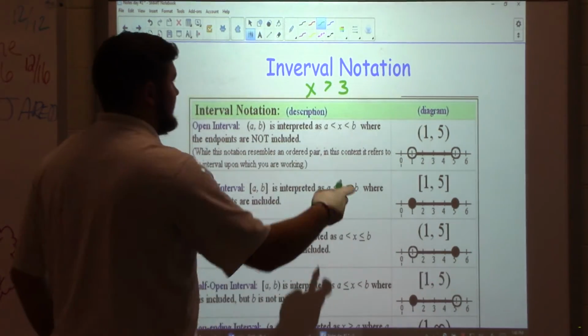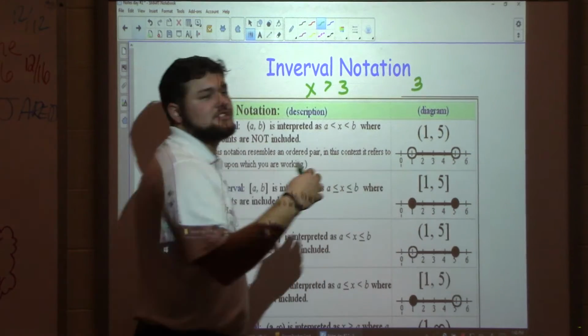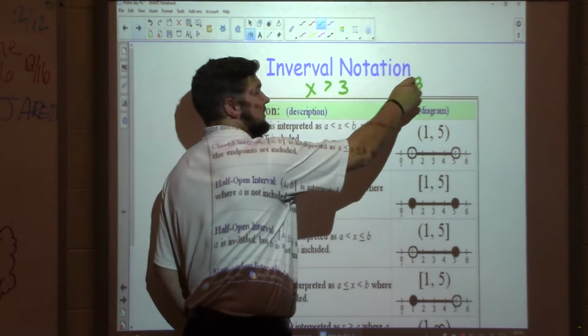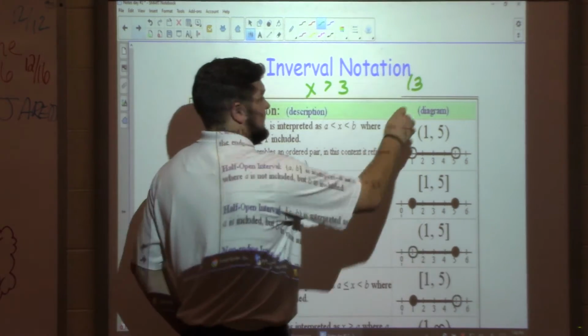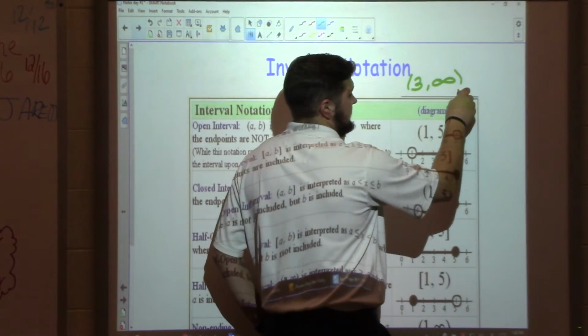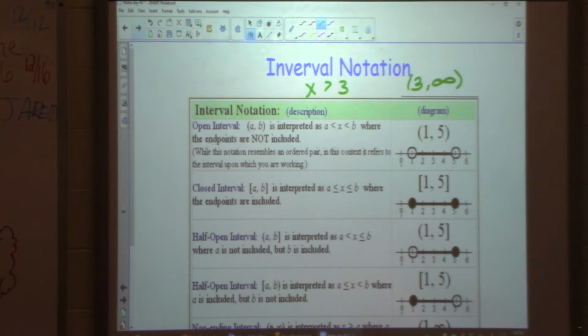What would happen is, I would take 3, because that's my endpoint. That'd be the left side, because that's the smallest number it could technically be, without us actually including it. And then I would write comma, infinity. Okay? So, that's our set.